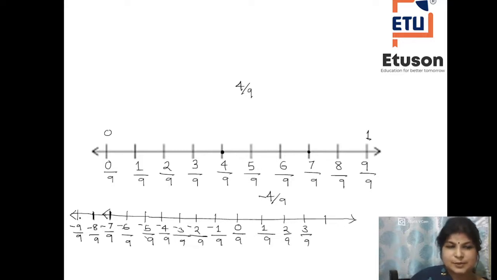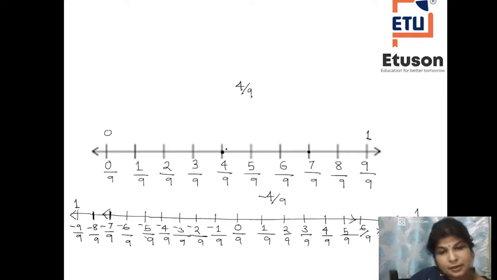Because 9 by 9 is equal to 1. So we know that we can extend the number line indefinitely in both directions in case of rational numbers. So here this becomes 5 by 9, 6 by 9, 7 by 9, 8 by 9, and 9 by 9, which is equal to 1. So every time you can observe that the space has been divided into a number of equal parts equal to the denominator.